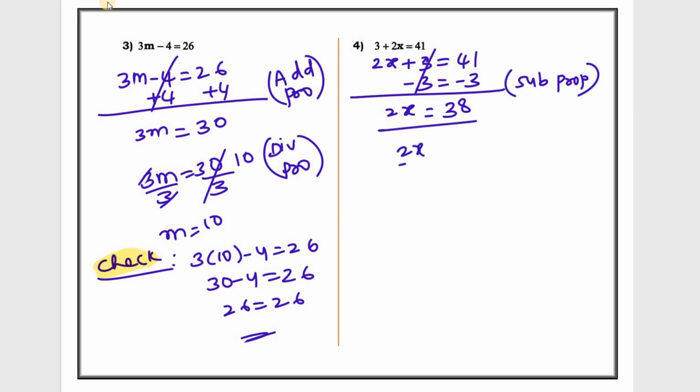So 2x is divided by 2. 38 is also divided by 2. So division property. So 2 and 2 cancel out. 2 times 1 and 2 times 19 is 38. x is equal to 19, which I got here.